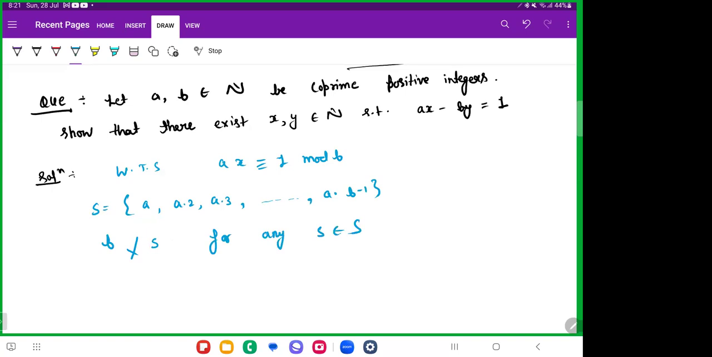Can anyone give me some argument for this? Why? Just quickly. What is the argument for this? Why does b not divide any element of S? b does not divide a, and b certainly does not divide any number smaller than it. So by that what? They are basically products of a. Like you are saying 4 does not divide 2, but 4 does not divide 2 times 2. So what do you want to say?